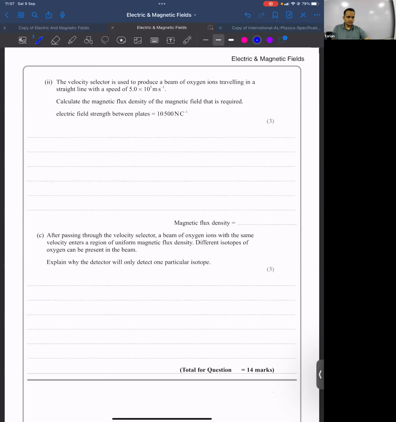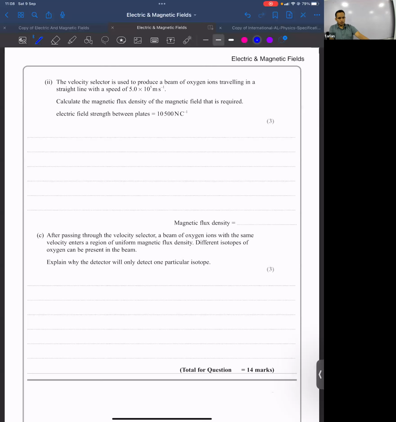The velocity selector is used to produce a beam of oxygen ions traveling in a straight line with a speed of 5 × 10^5 meters per second. Calculate the magnetic flux density of the magnetic field that is required. The electric field strength between the plates is given as 10,500 newtons per coulomb.